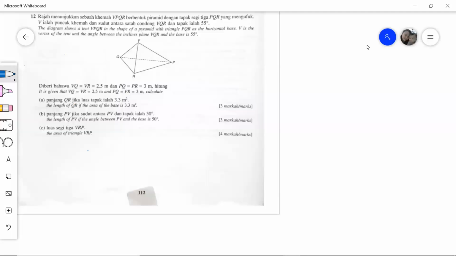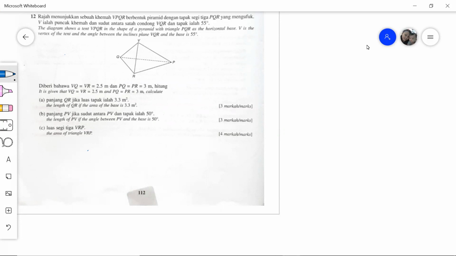Hi everyone. Today we're going to discuss a Form 4 MS question on solution of triangle. Now this question is considered a hot question because we need to know about the triangle. Now let's look at the question.